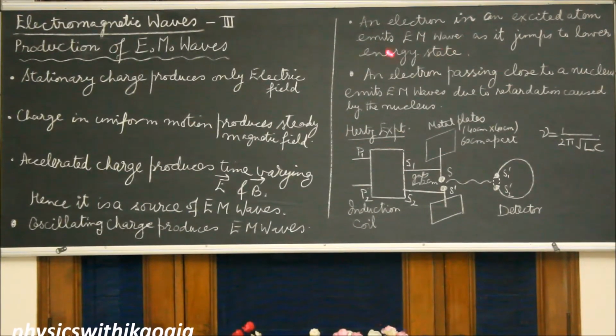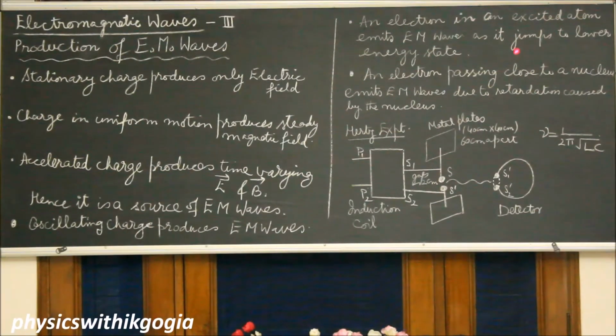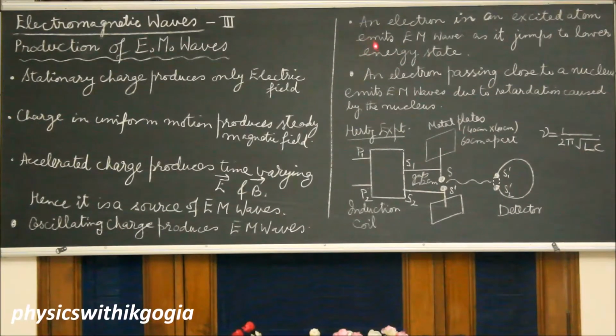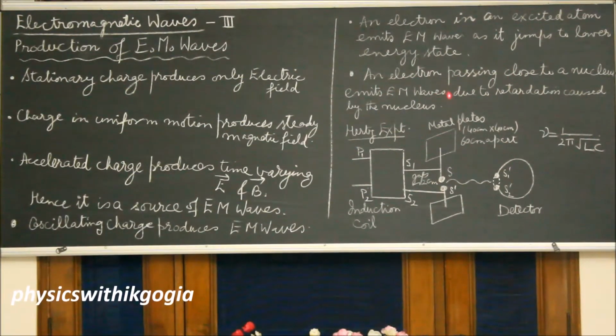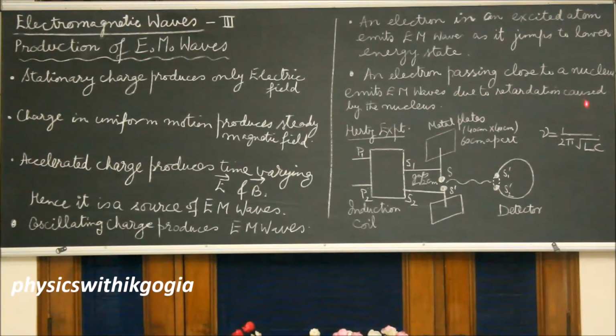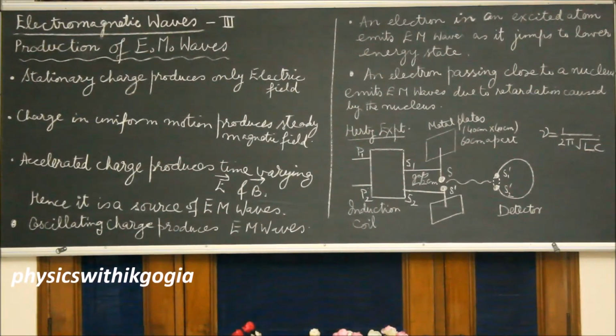Other possibilities are an electron in an excited atom. As it jumps from a higher to a lower energy state, it emits an electromagnetic wave. Similarly, an electron passing close to a nucleus emits electromagnetic waves because it is retarded by the positively charged nucleus.